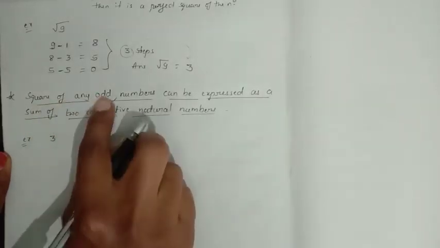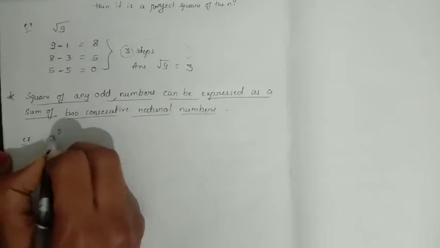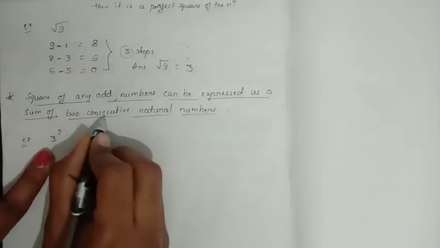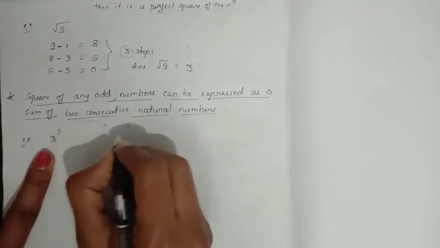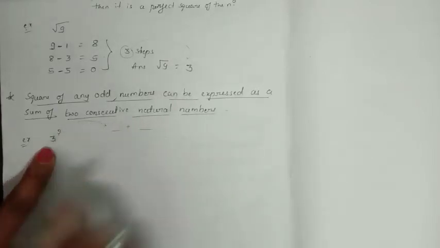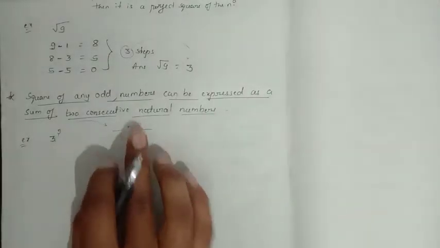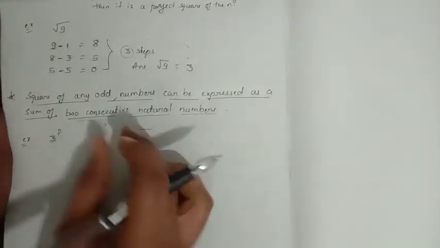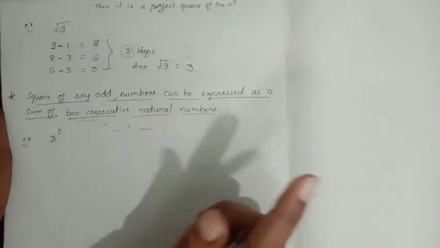So the square of any odd number, that means 3 square. This is the odd number. The square of any odd number can be expressed as the sum of two consecutive numbers. These arrow marks you don't draw; for your explanation I am drawing that one. The concept you can write in your notes. So 3 square, sum of two consecutive. Consecutive means you should get continuous numbers.